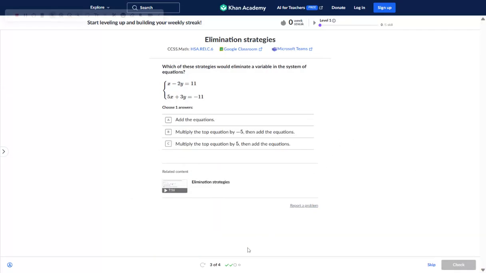All right, so for the rest of the problems, try on your own. Again, we're not working it all the way out to solve. We're just getting in the process of what those first steps are when our goal is to get rid of and cancel out a variable. So you want to make them the same coefficient.